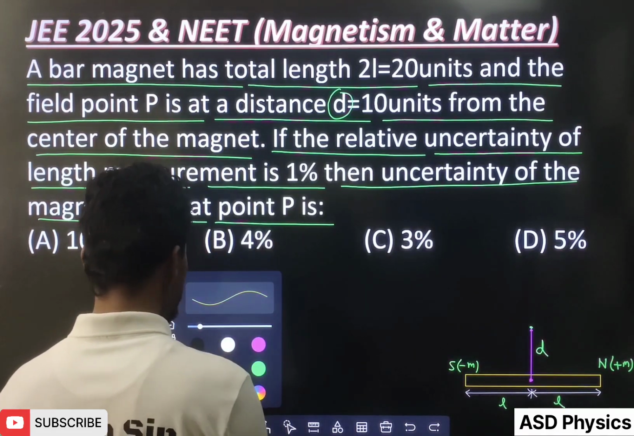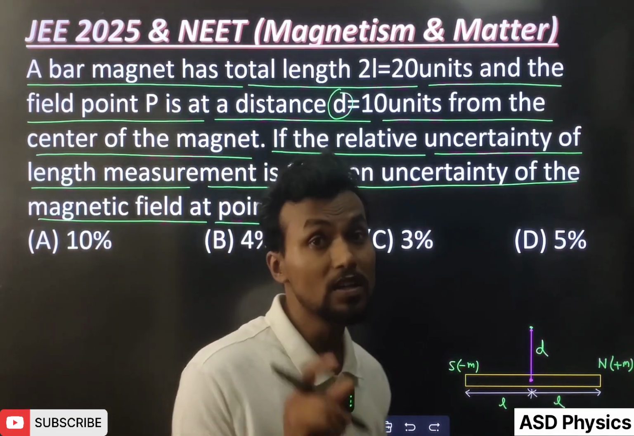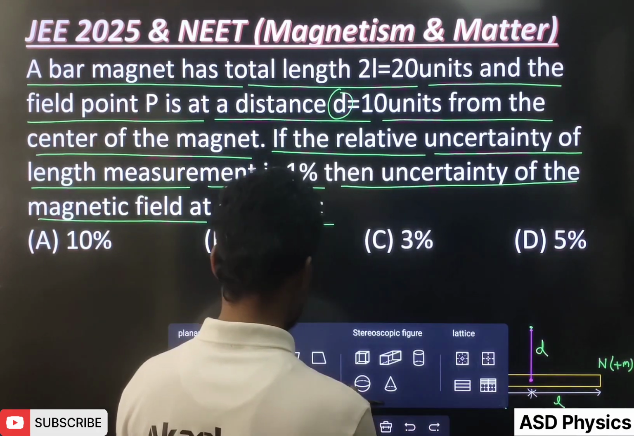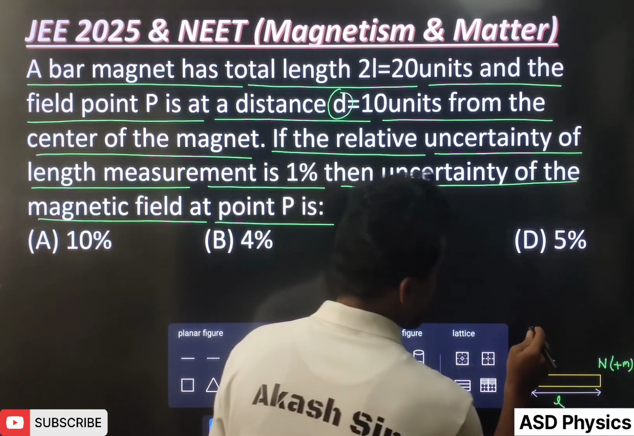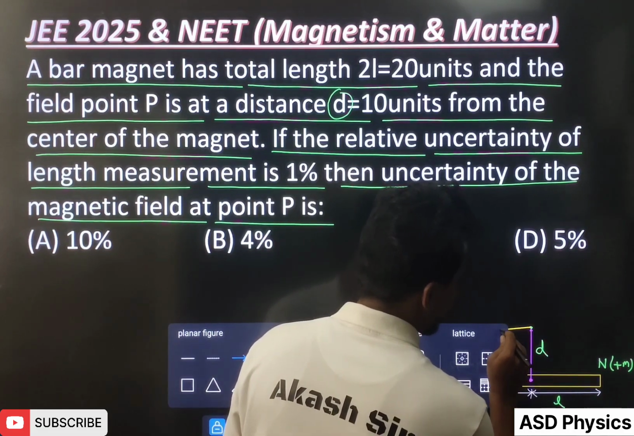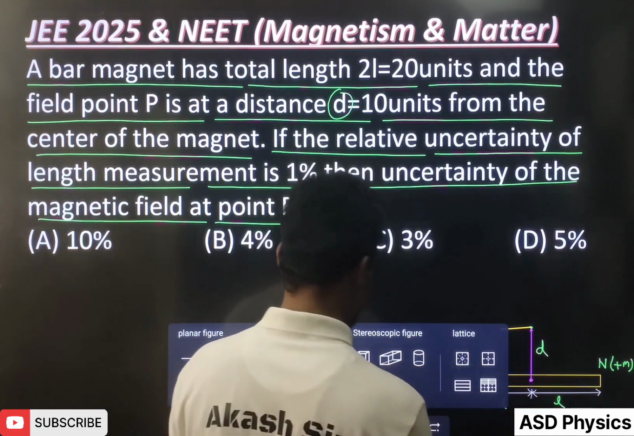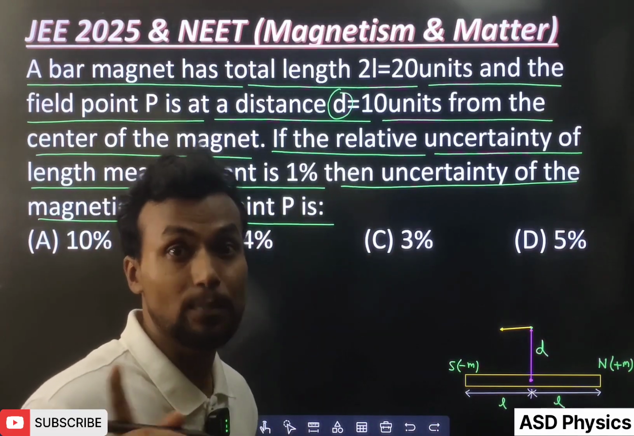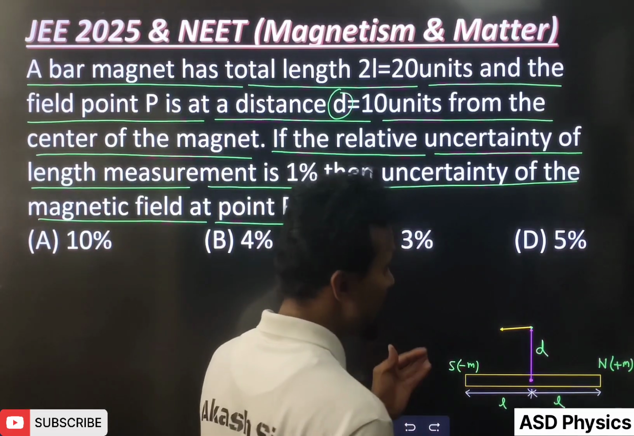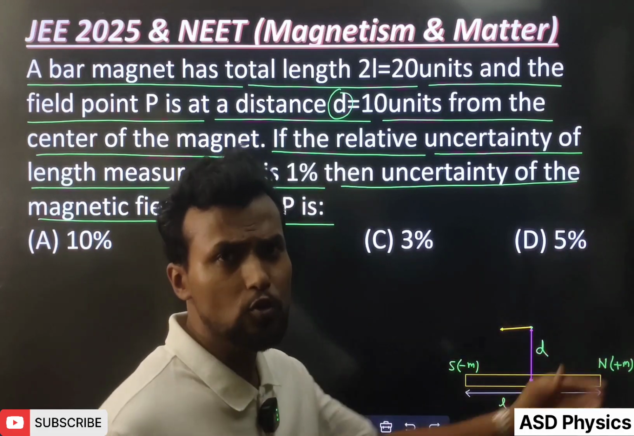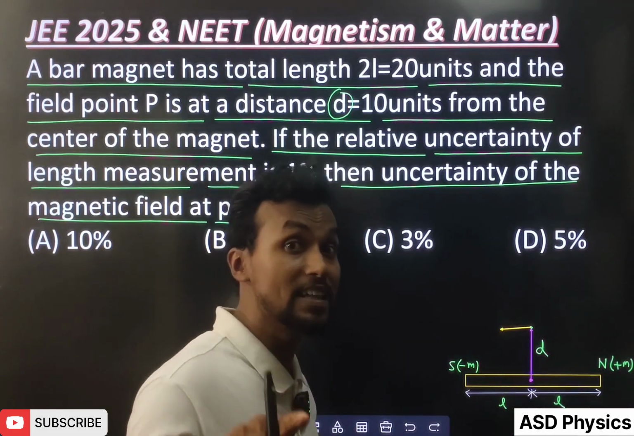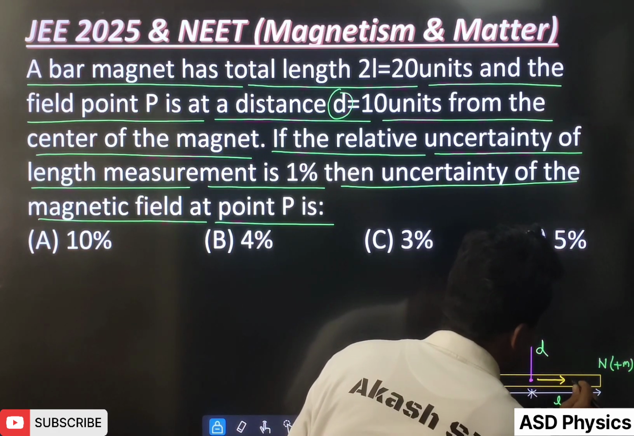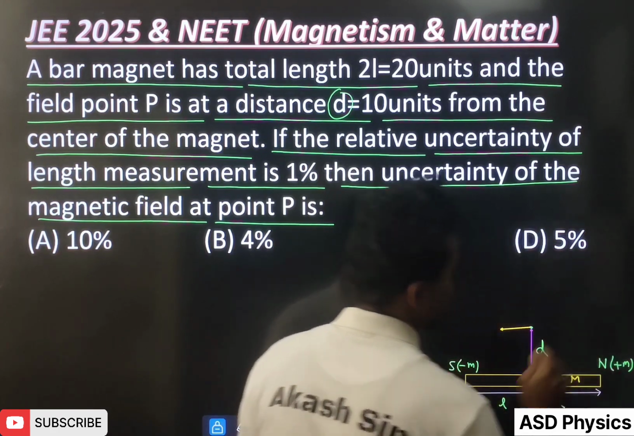I hope you know very well this situation is very similar to the electric dipole. So when the observation point is at the equatorial point, the magnetic field will be in this direction. Why? Because you know very well the magnetic dipole moment direction is always from the south pole to the north pole, minus M to plus M, like the electric dipole, minus Q to plus Q. So this is the direction of the magnetic dipole moment.